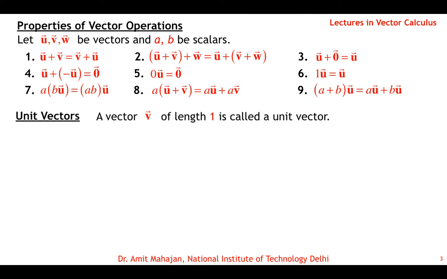Now the unit vector. Any vector is said to be a unit vector if it is of length 1. So a vector v of length 1 is called a unit vector.